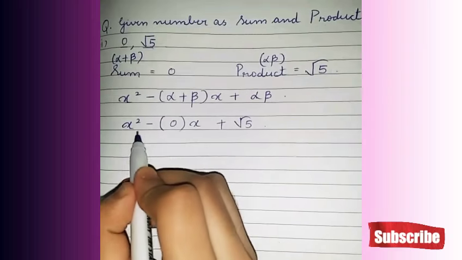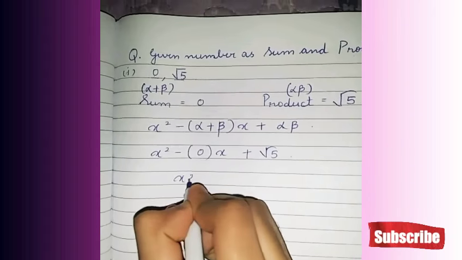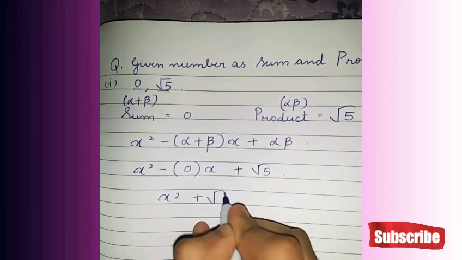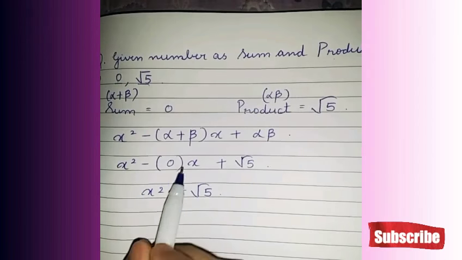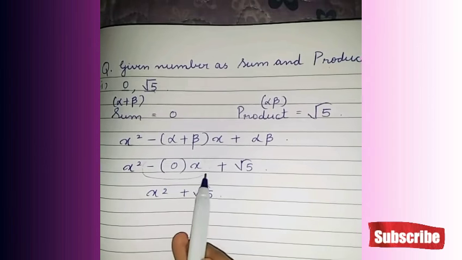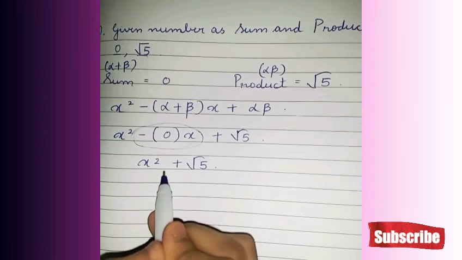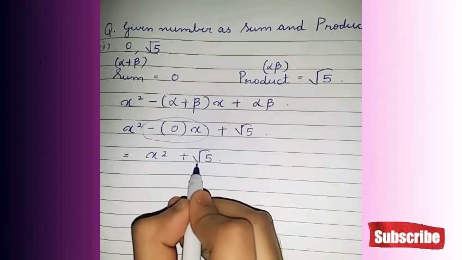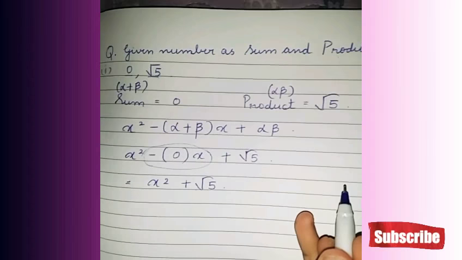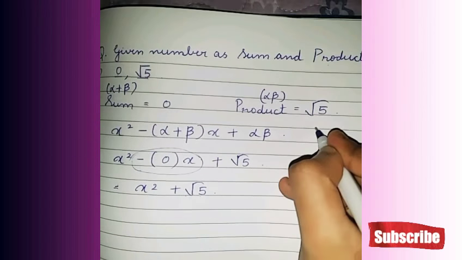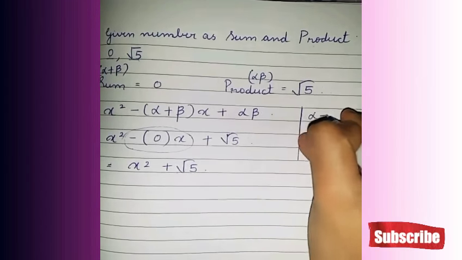So here we can write the answer as x square plus root 5, because the 0 term has no value, so we can exclude the 0 term and just write it as x square plus root 5. So for the understanding, we can write like this.